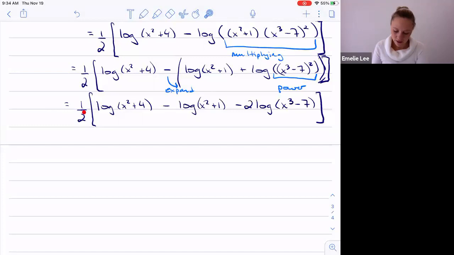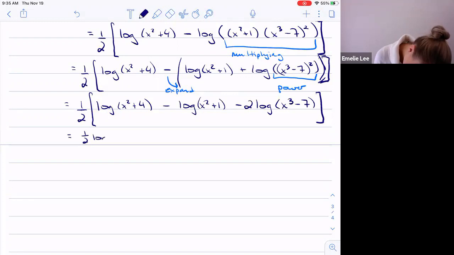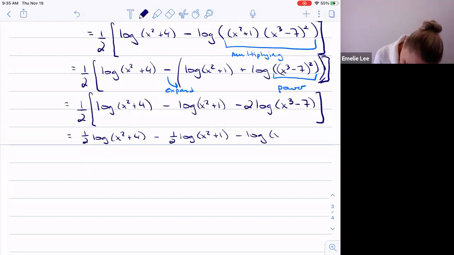So now I have 1/2 times the log of x squared plus 4, right? And so minus 1/2, and then minus 2/2 is just going to go away, right? Minus the log of x to the 3 minus 7. So what we have is 1/2 log of x squared plus 4 minus 1/2 the log of x squared plus 1 minus the log of x to the 3 minus 7. I'm not showing the 2/2 canceling to 1 because I am at the end of the page.